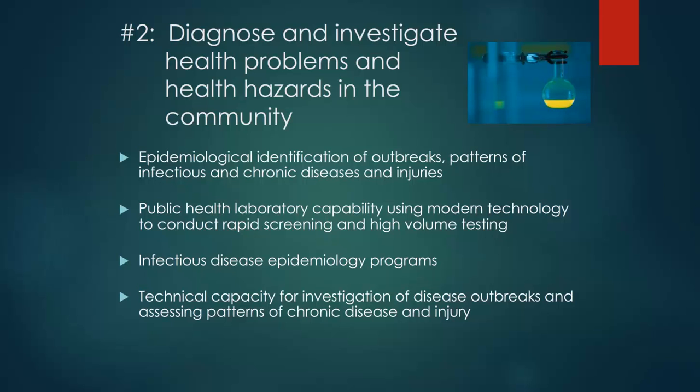Essential service number 2 is to diagnose and investigate health problems and health hazards in the community. This is directly tied to the activities conducted by practicing epidemiologists. Service implementation includes epidemiological identification of outbreaks, patterns of infectious and chronic diseases and injuries, public health laboratory capability using modern technology to conduct rapid screening and high-volume testing, active infectious disease epidemiology programs, and technical capacity for investigation of disease outbreaks and assessing patterns of chronic disease and injury.